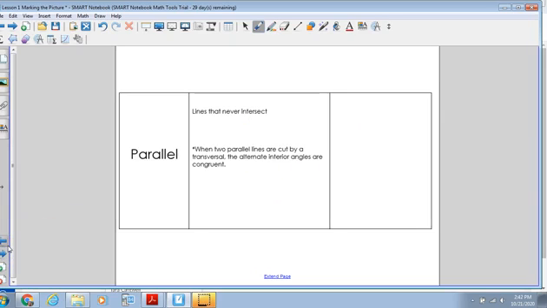All right, our fourth term is parallel. Parallel lines are lines that never intersect. And parallel lines tend to, we had them looking like this before. Parallel lines will either be given information that say they're parallel, or they will be marked with the little arrows or sometimes triangles that indicate they're parallel. And when two parallel lines are cut by a transversal, the alternate interior angles are congruent.